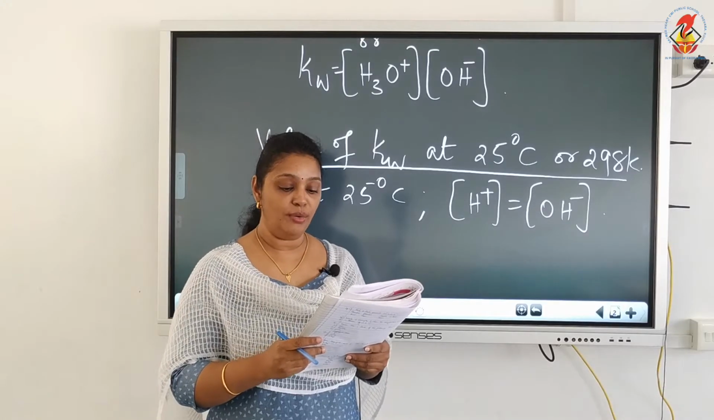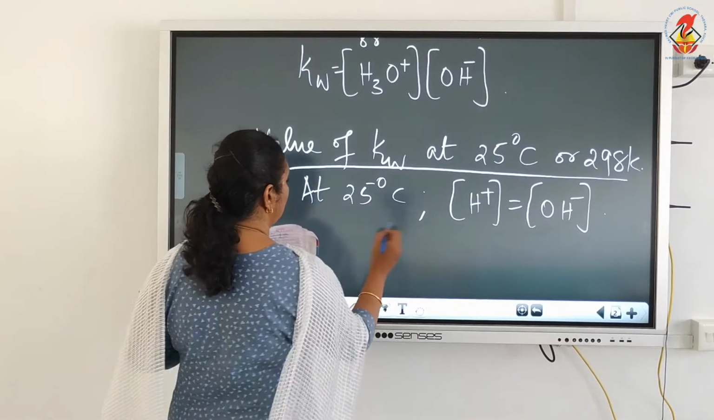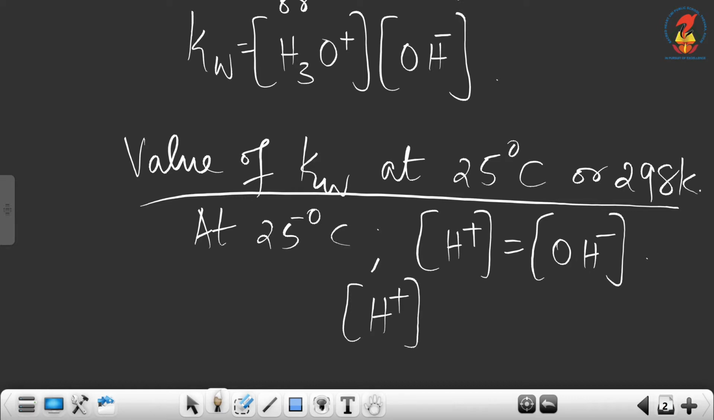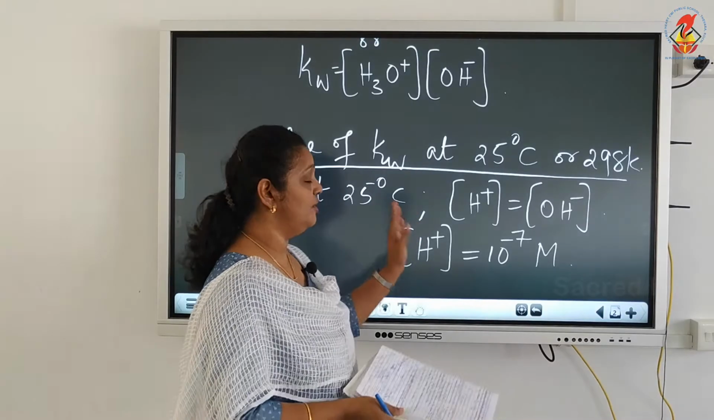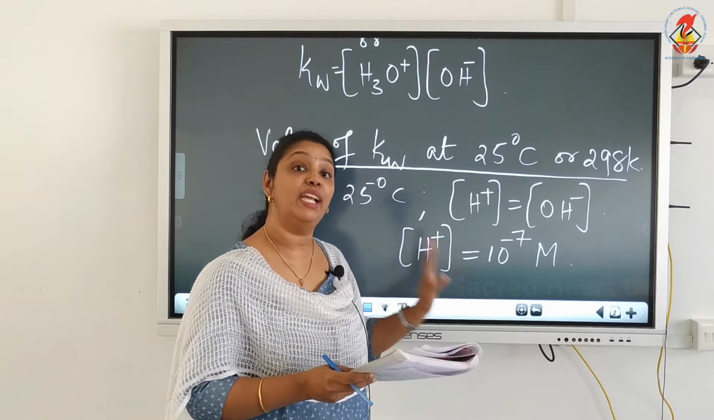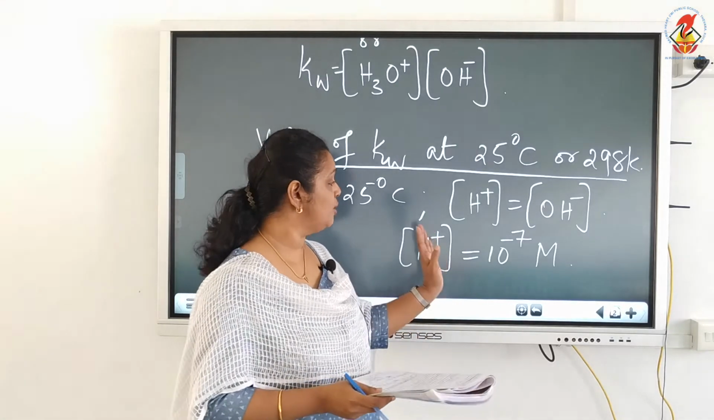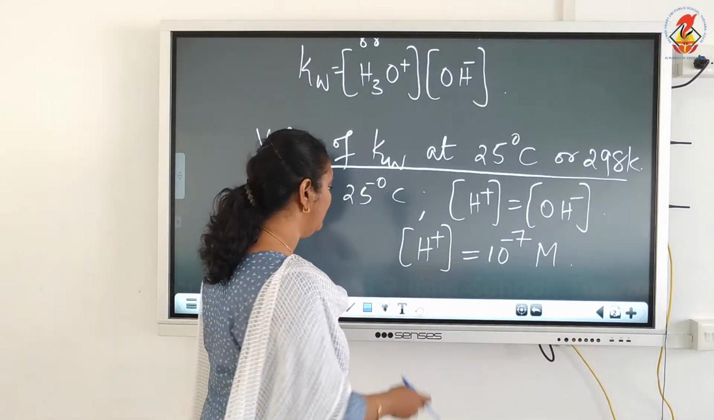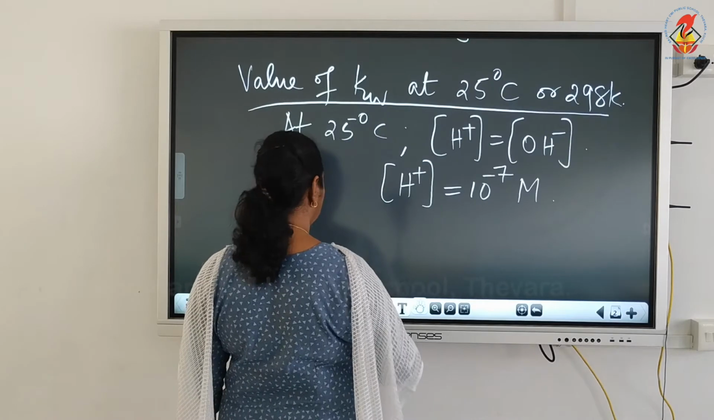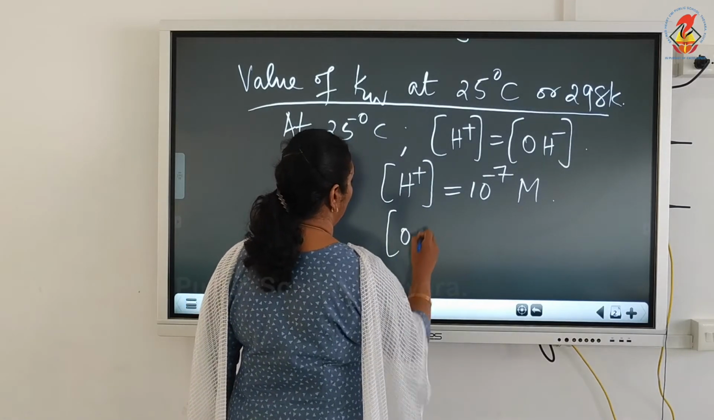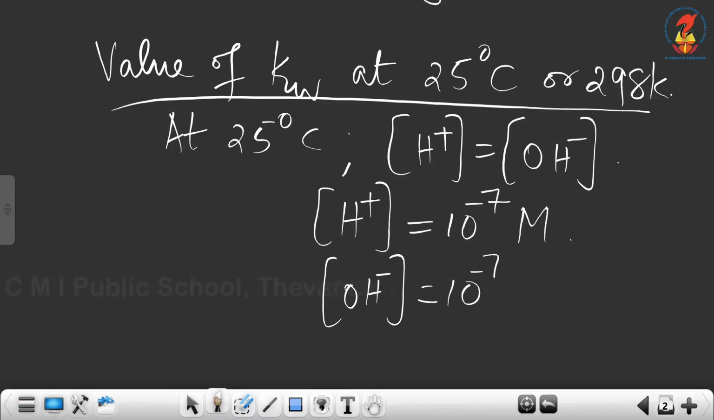And it was found that the concentration of H plus ion at 25 degrees Celsius was 10 raised to minus 7 molar. So, you know that at 25 degrees Celsius, water dissociates to give an equal number of H plus and OH minus ions. So, if the concentration of H plus ion is 10 raised to minus 7 molar, then at 25 degrees Celsius, the concentration of OH minus ion will also be the same, that is 10 raised to minus 7 molar.